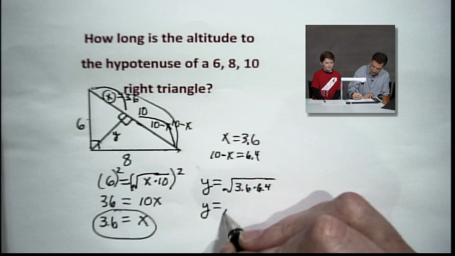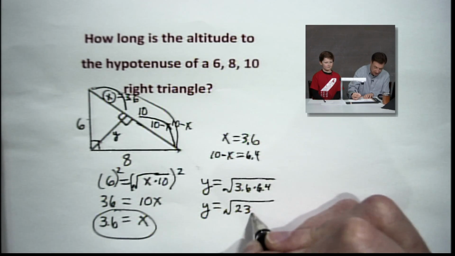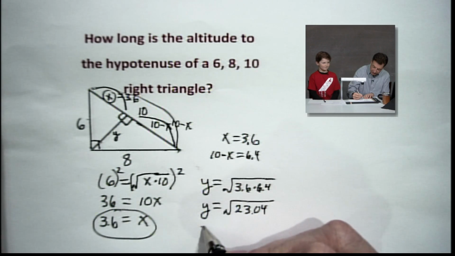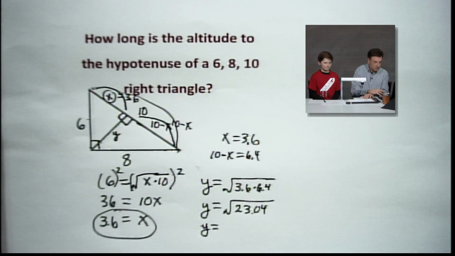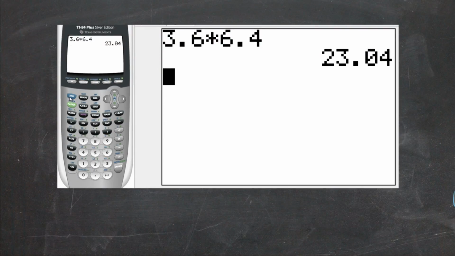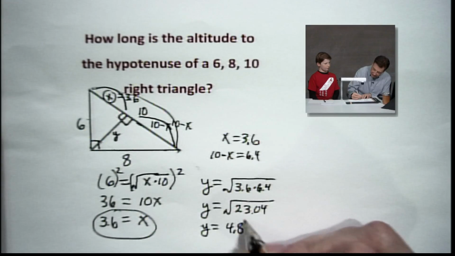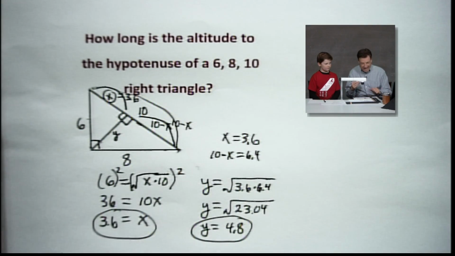So y equals the square root of 23.04. We're going to figure out what that length is. Let's go back to the calculator for that one. Take the square root of 23.04. Lucas, I'm excited. We're going to get a number that comes out even. It's got to. We did it right, didn't we? Right. 4.8. It's amazing how numbers work out like that sometimes.